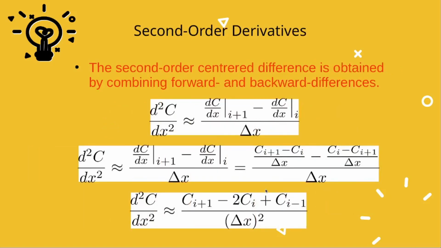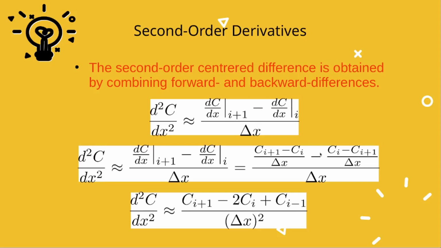Now, if we want to write the second derivative using central differences, the way we go about doing it is we say d squared C over dx squared, which is the second derivative, is approximately equal to dC/dx at I plus 1 minus dC/dx at I, divided by delta x. So here we are making use of the forward difference equation, and we are writing I plus 1. Of course, we can further expand out this dC/dx term. And what we do for the I plus 1 term is we're going to write it in the forward difference form, which is C of I plus 1 minus C of I over delta x.